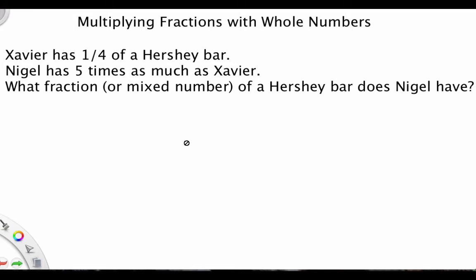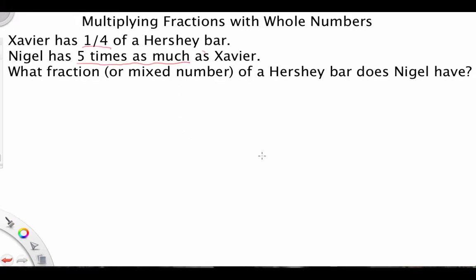We're going to go ahead and start solving this by underlining our important words first, and information and numbers. Xavier has 1/4 of a Hershey bar. That's important because it tells us what he's starting out with. Then we know that Nigel has 5 times as much as Xavier.